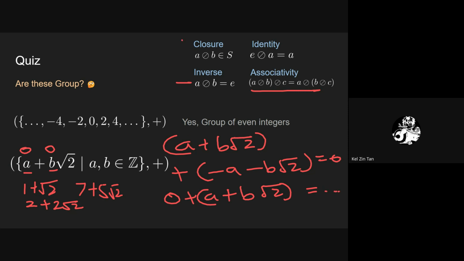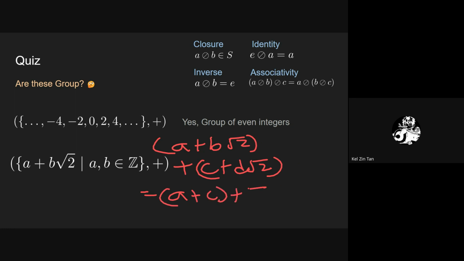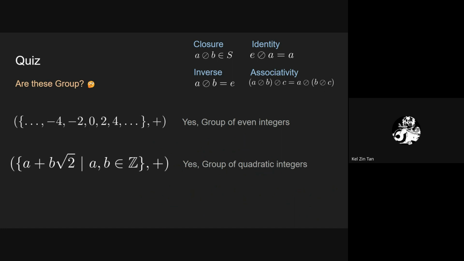And then maybe closure is not that obvious, but let's check for closure. Suppose we have A plus B square root of 2 plus C plus D square root of 2. Then I can combine the first parts together, so I get A plus C, plus square root of 2 with B plus D factored out. This part is still an integer, and this part is still an integer. So the closure property still holds. Because of that, this is a group, and we actually have a name for this. It's called a group of quadratic integers.